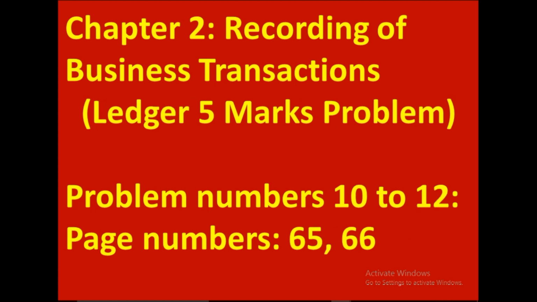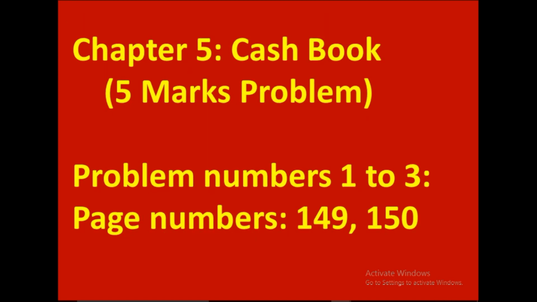Next, in the same chapter, we have ledger problems also. Ledger problems come for 5 marks. And important problems are from 10 to 12. These problems are available in Telugu Academy textbook, page numbers 65 and 66. Chapter 5, Cash Book. From Cash Book, for 2020-21 academic year, he is going to give one problem for 5 marks also. And important problems are from 1 to 3. These questions are available in page numbers 149 and 150.